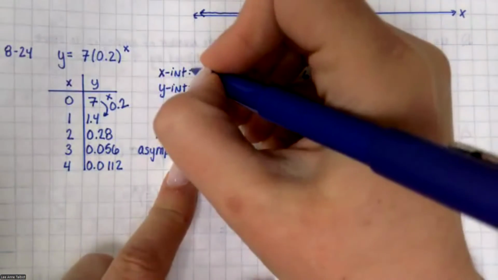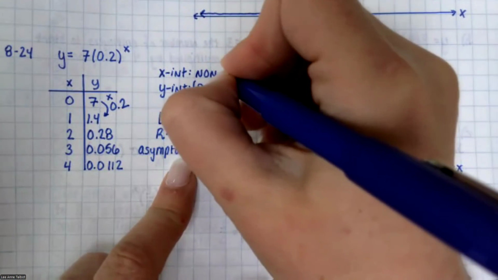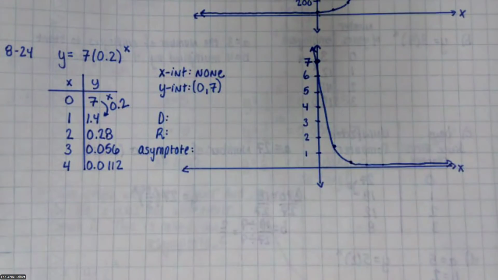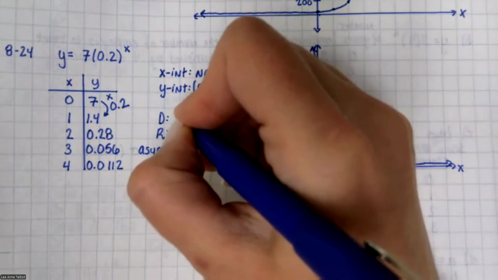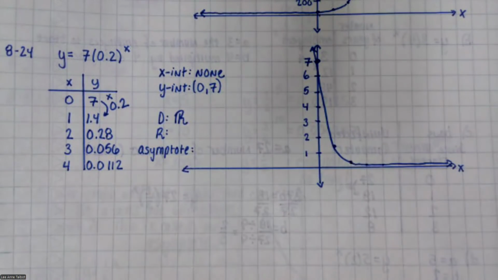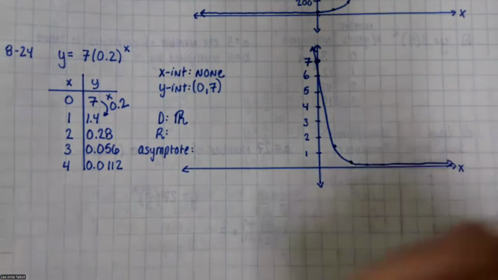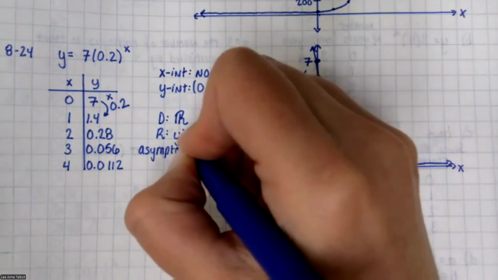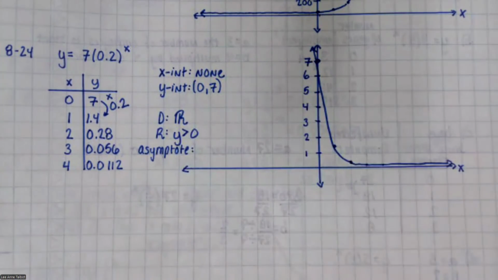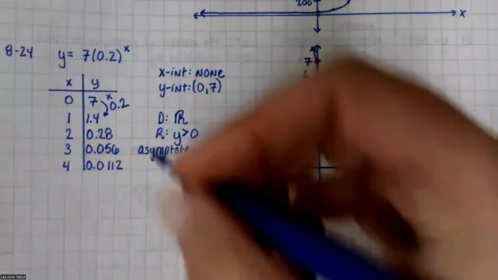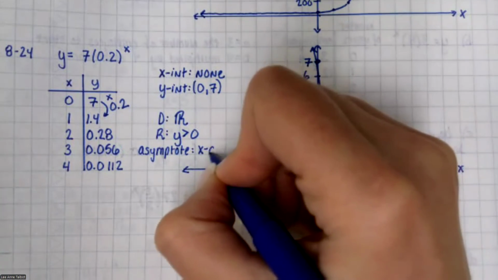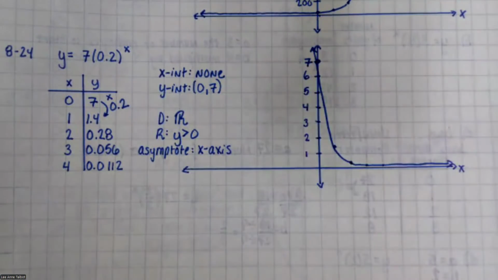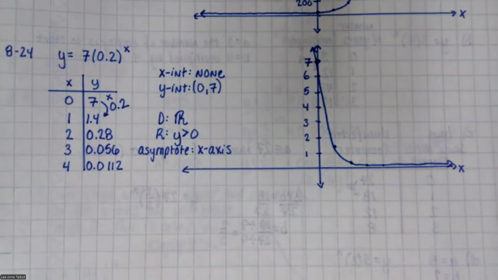Okay, x-intercept. Trick question. None. Domain. Forever left to forever right. Range, it goes forever up from 0, but not touching 0. Asymptote. X-axis.